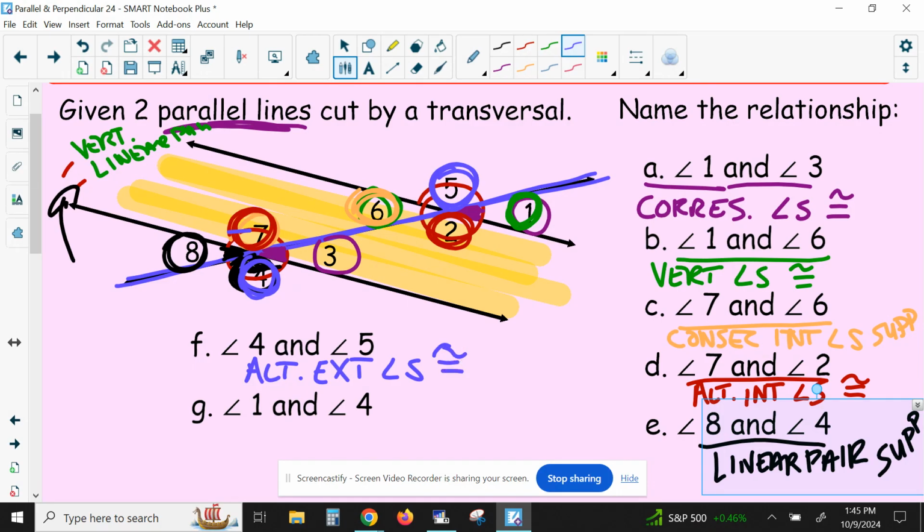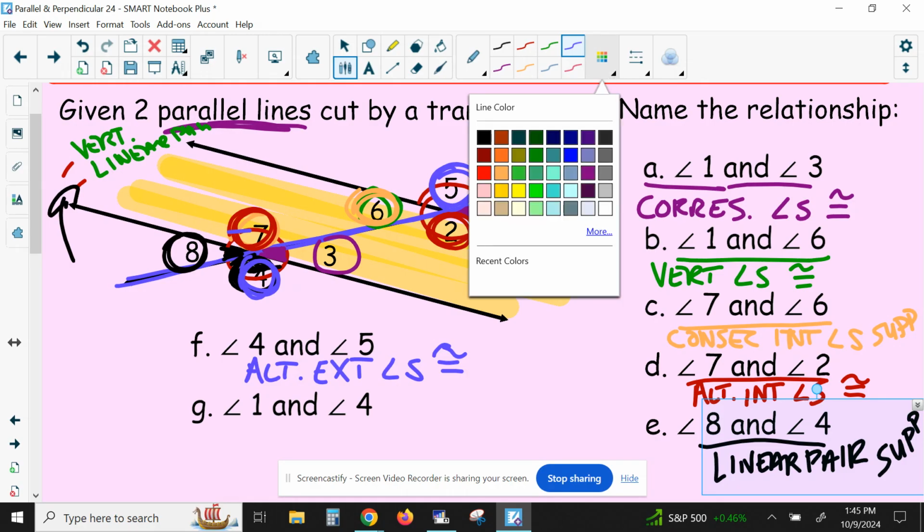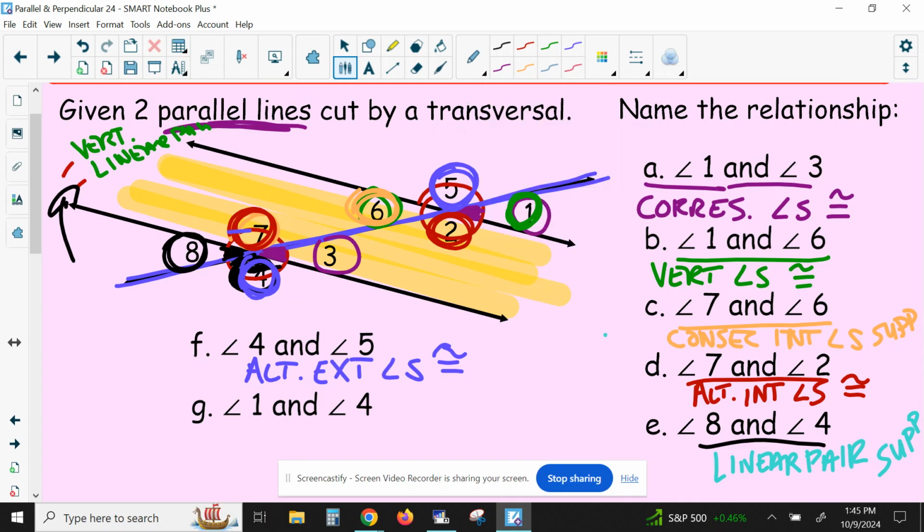The last one, we got 1 and 4. I'm out of colors. Let's go with this nice little aqua blue. Okay, 1 and 4. Where's 1? Right here? 1 and 4. Okay, what do we see about 1 and 4? Both exterior.